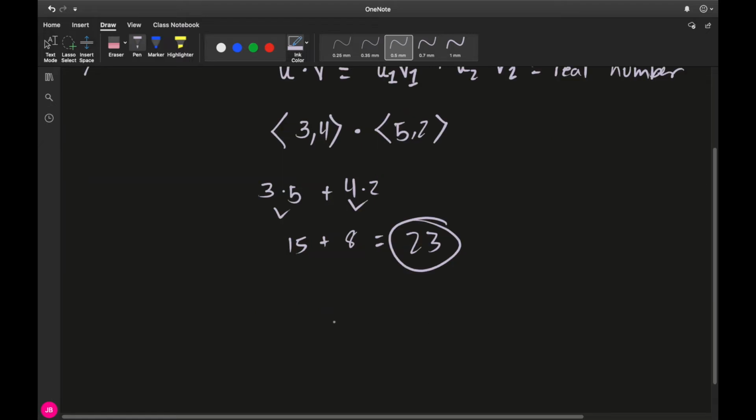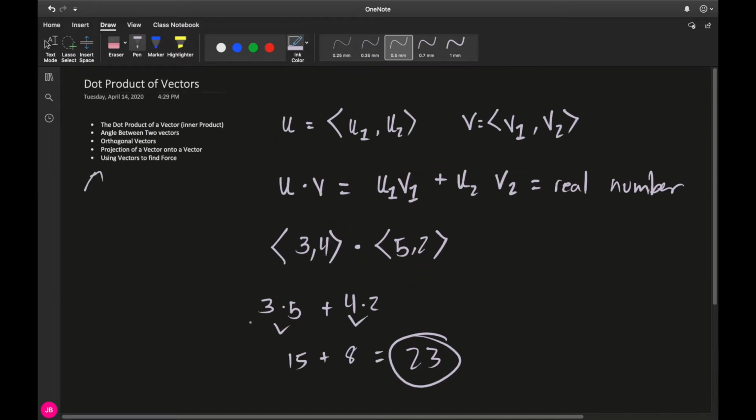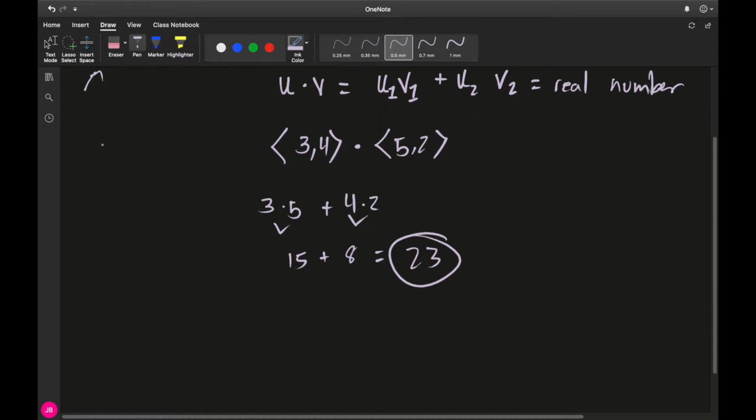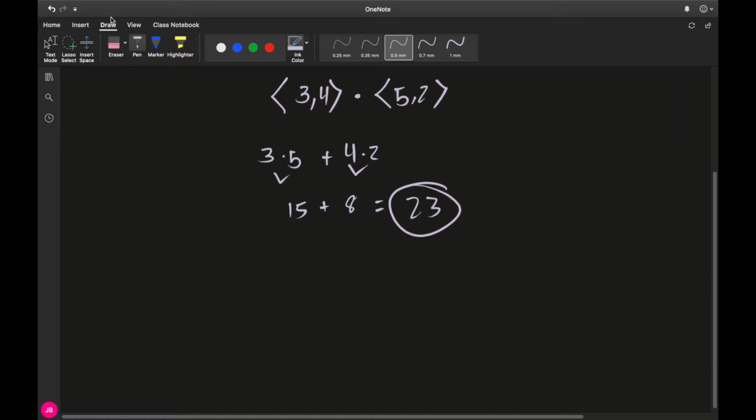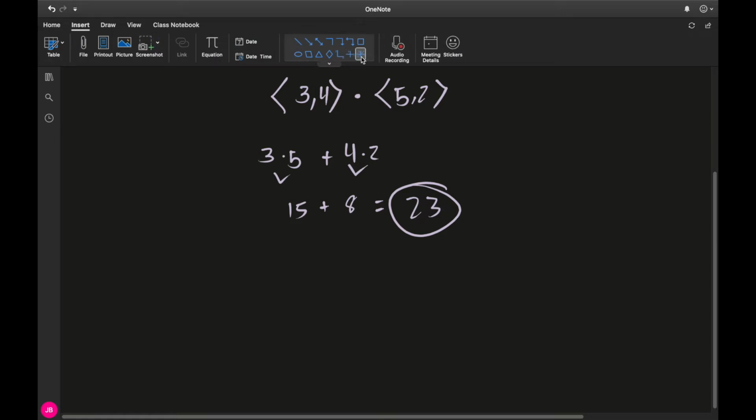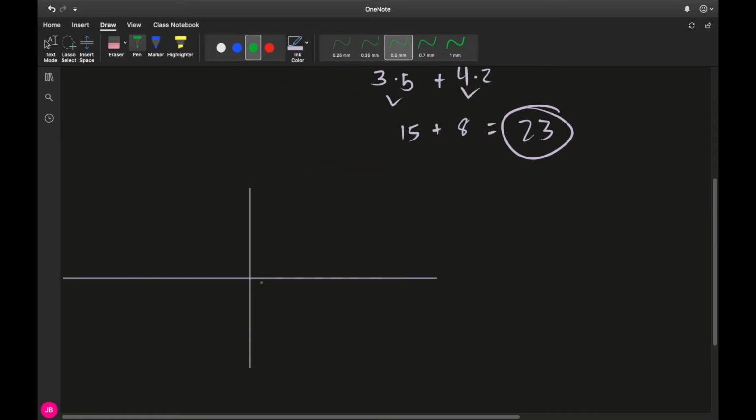Now dot products have a lot of different uses. For example, we are going to be able to use them to find the angle between two vectors. So let's say that we have two vectors, and let's actually draw these out. Let's say, for example, that I had vector u with components 2, 3, and I had vector v with components -2, 5. And I was asked to find the angle between both of these vectors, the angle theta.